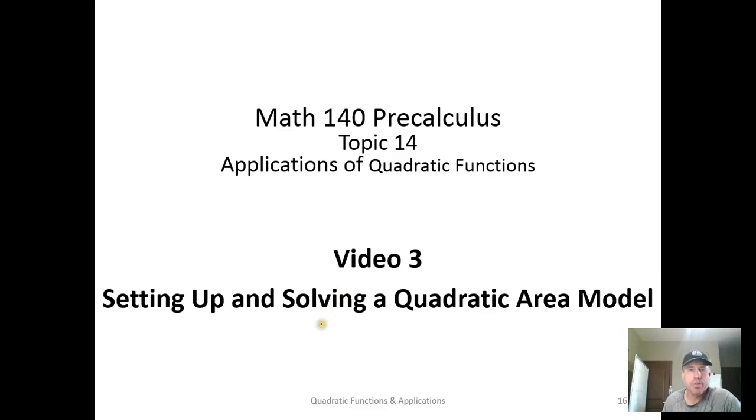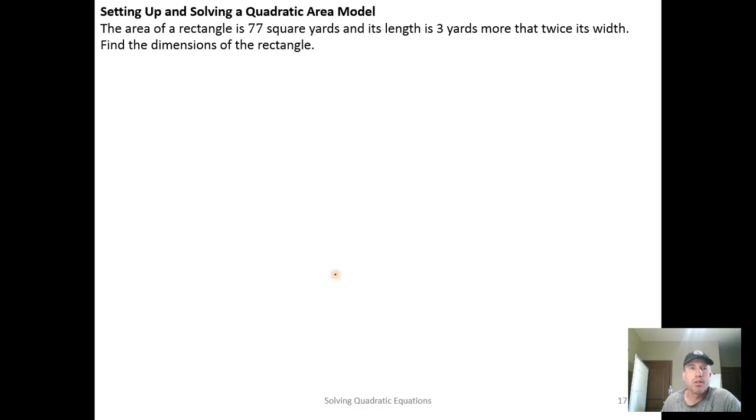Alright, so for video 3 we're going to set up and solve a quadratic area model. The story that we have is that we have a rectangle that is 77 square yards and its length is 3 yards more than twice its width, and we're asked to find the dimensions of the rectangle.